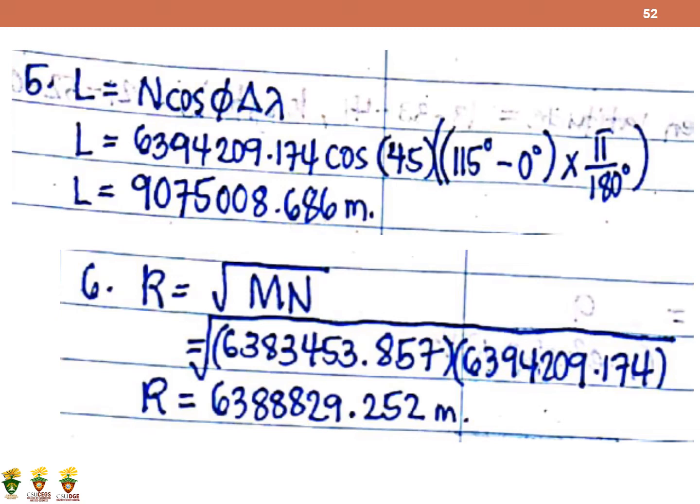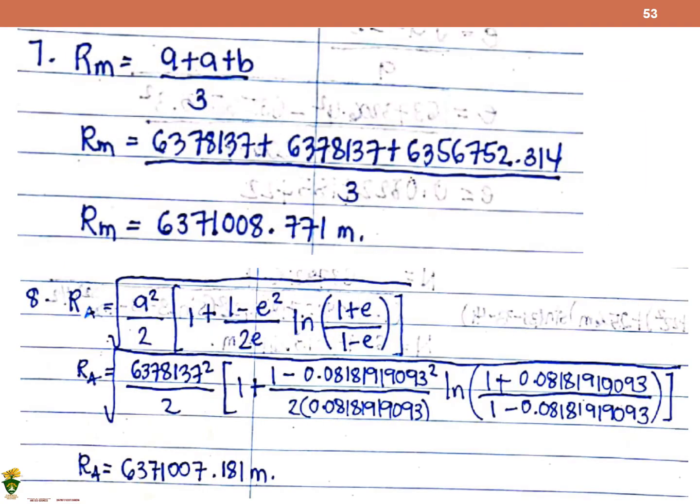Number 6 is the Gaussian mean radius. It's just the square root of mn. So we can have r to be 6388829.252. Next radius is the mean of the 3 axes. So 2a plus b divided by 3. Substituting a and b, you can have the value of 6371008.771. And for the radius of the sphere having the same area as the ellipsoid, it is with this formula. Substitute the value of a and the eccentricity. You can have the value of Ra to be 6371007.181.